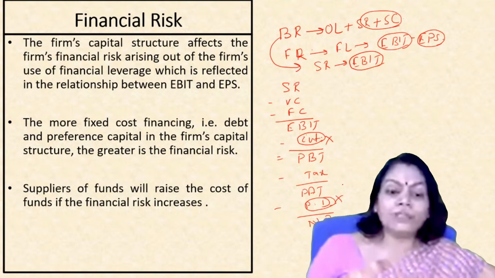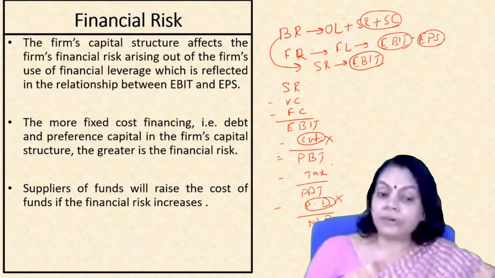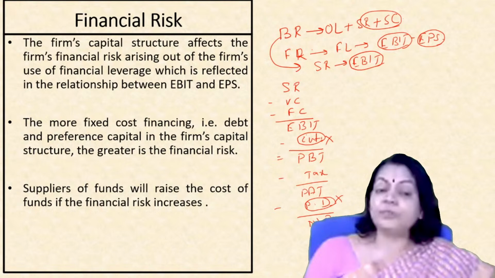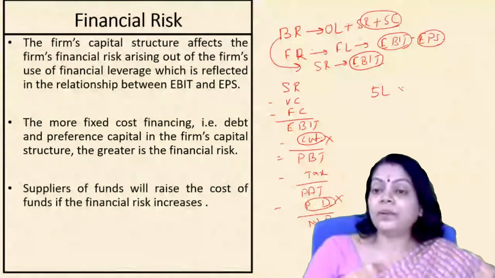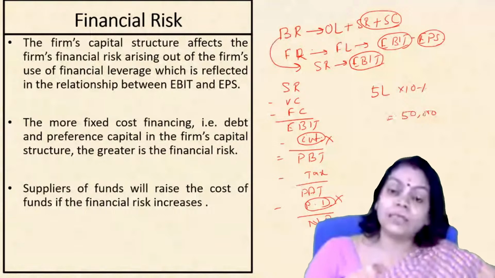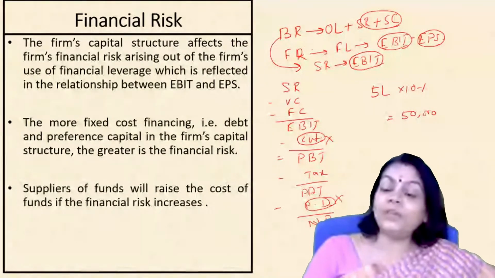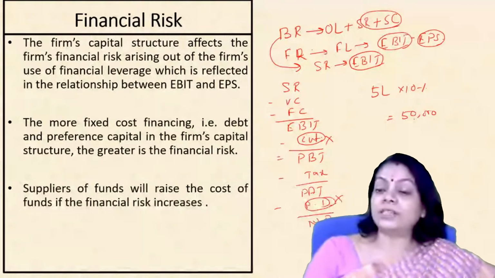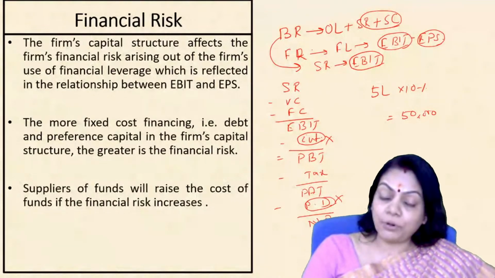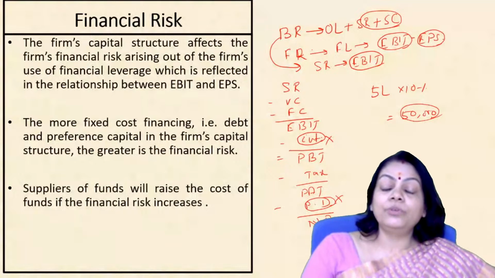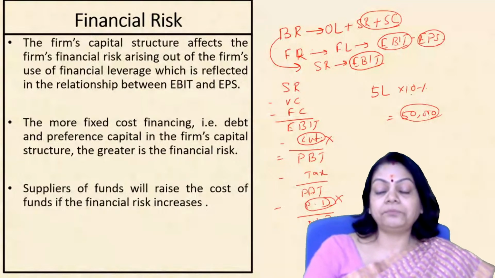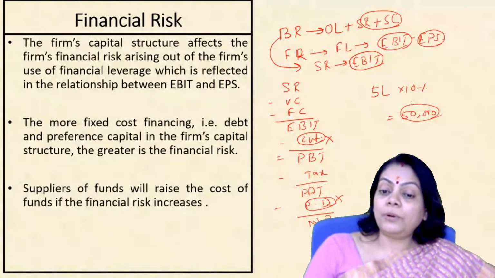Now, the suppliers of funds will raise the cost of funds if the financial risk increases. The point is, when we have more and more interest, it is fixed by nature. Let us say the firm has a 5 lakh loan at the rate of 10%, which means every year the firm is supposed to pay 50,000 rupees as interest. Now, if your EBIT, that is earnings before interest and taxes, is not sufficient to cover the interest, then you will have problems. Whether you are having loss or not, that is not the lookout of the creditor. You have to pay the 50,000 rupees in any case. So this is fixed by nature.